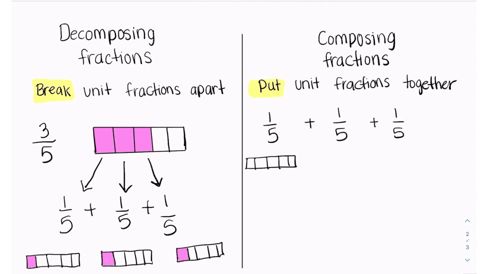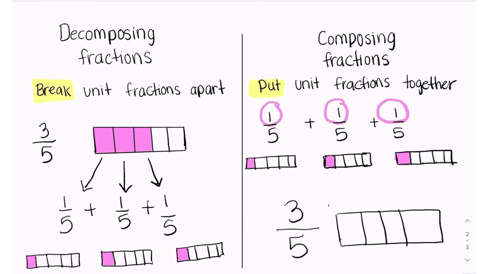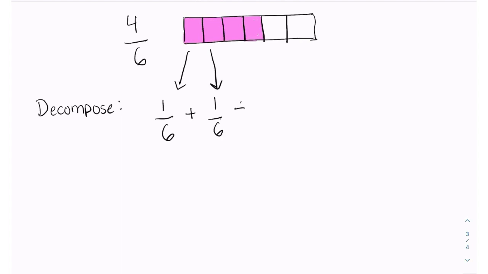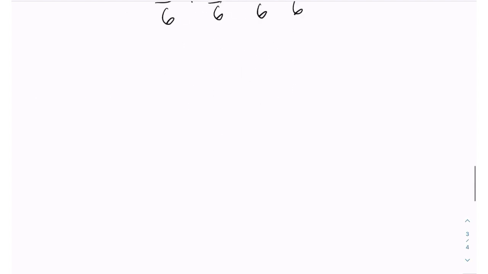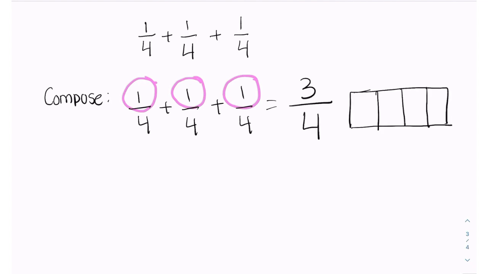Let's go ahead and do the example 1/5 plus 1/5 plus 1/5. 1 plus 1 plus 1 is 3. And the denominator 5 stays the same. So the answer is 3/5. In my next example, I'm going to go ahead and draw the fraction 4/6. And I'm going to go ahead and decompose this fraction. So it's 1/6 plus 1/6 plus 1/6 plus 1/6. Here I'm going to go ahead and compose the fraction. 1/4 plus 1/4 plus 1/4 equals 3/4.